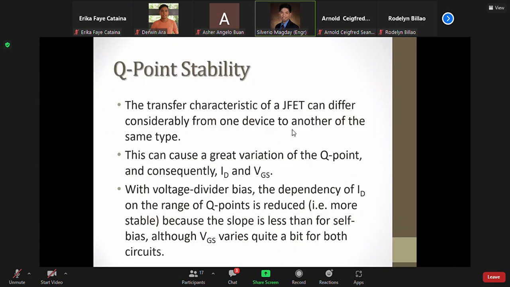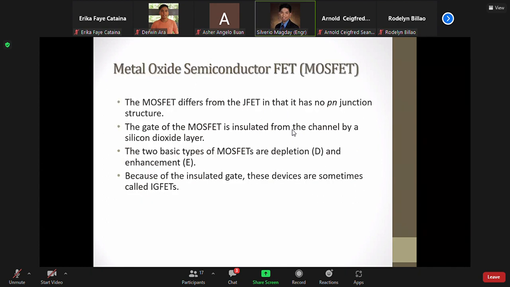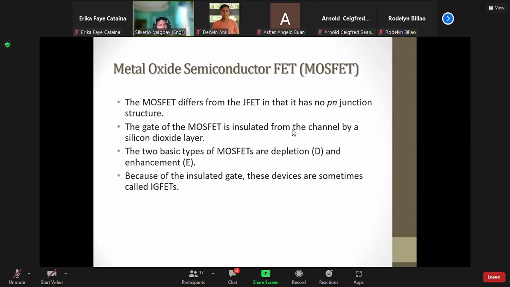Okay, Q point stability. Just like dun sa mga BJT kanina, pero ito, at operating lang, so through the characteristic curve. Okay, the basis na natin dito is yung JFET, at nagkaroon nga lang ng metal oxide, just to address yung mga problems with yung sa JFET.